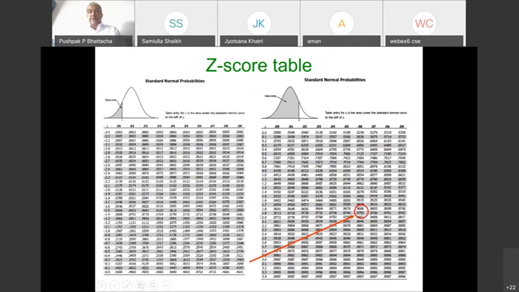If it is a 2-digit value, then we read the row up to the first digit. If I'm interested in 1.96, then I look up the 1.9 row, and 0.06 is the column I look up. Their intersection gives me the value 0.975. So the Z score for Z equal to 1.96 is 0.975. That means the area under the standard normal curve from minus infinity to 1.96 is 0.975.